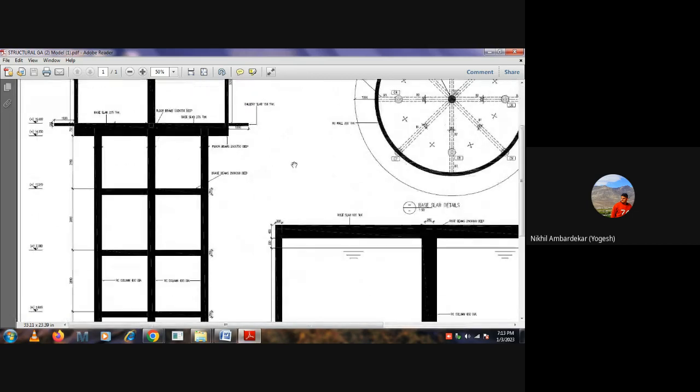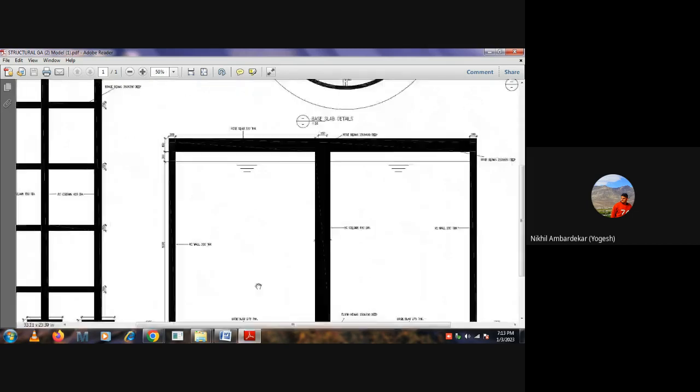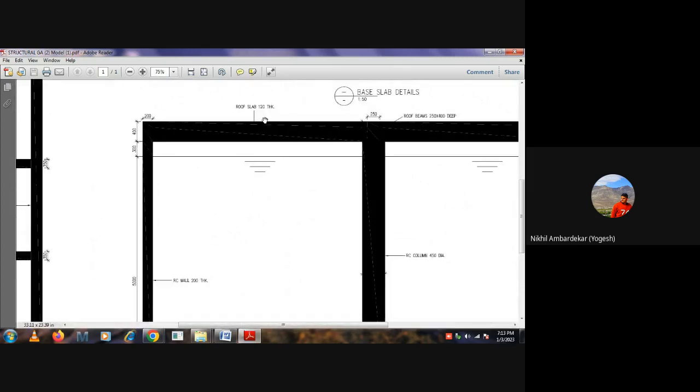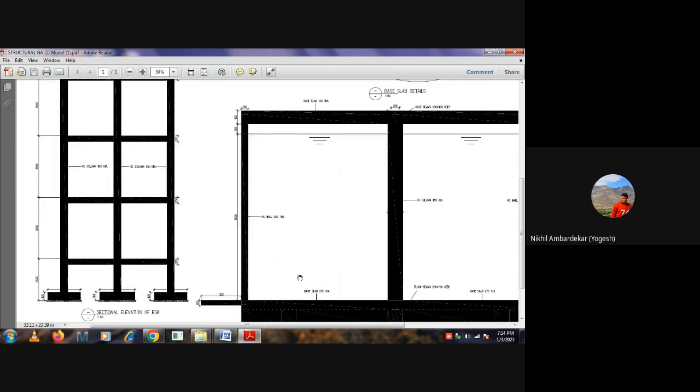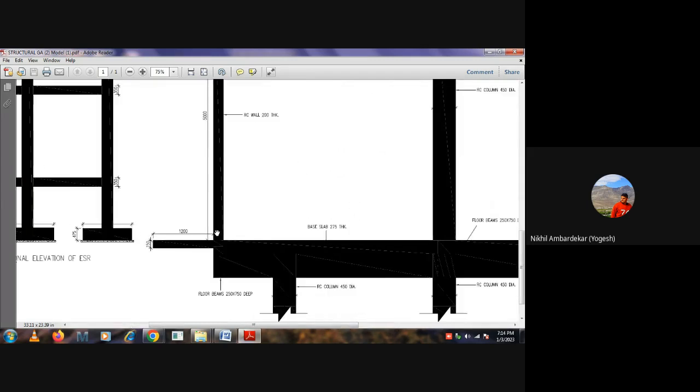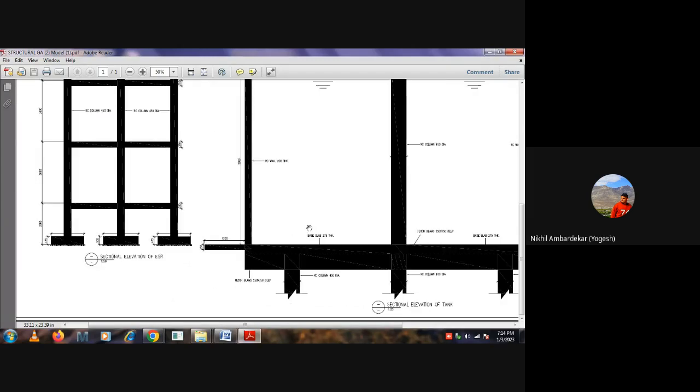Okay, again I'm going to see this enlarged plan. So you can see this roof slab is 120 thick. In addition to that, we have 250 by 400 deep beam. This is the central column. Wall is 200 thick. Base slab 275 thick. Cantilever walkway 1.2 meter. Floor beams are there.